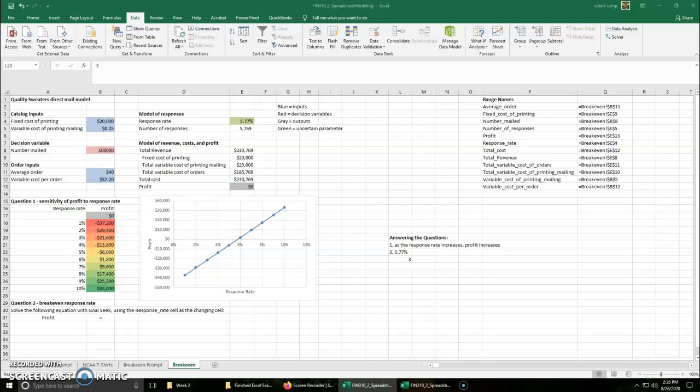So if I go to 3, and we'll leave it, notice that since there is no text there, it justifies to the right because it's a number. If there is text involved within it, it justifies to the left because it's a text string. So if I look at 3% response rate, we're going to lose $21,600. So going back here, if the response rate is 3%, no, the campaign should not be undertaken.